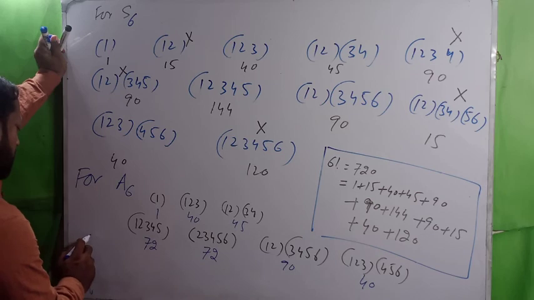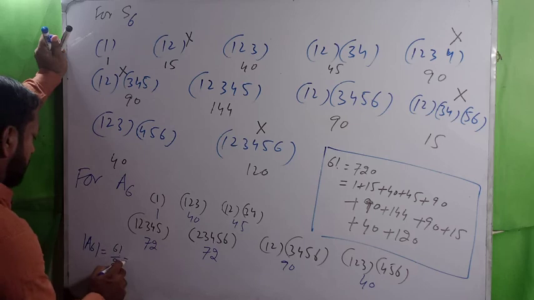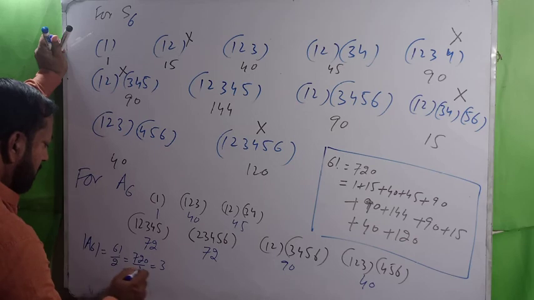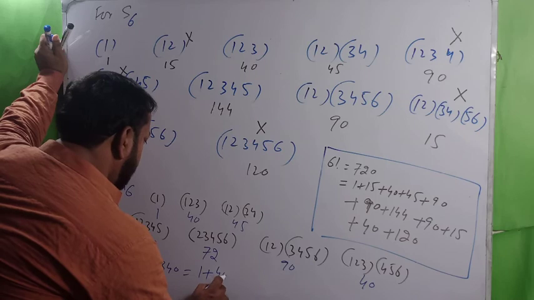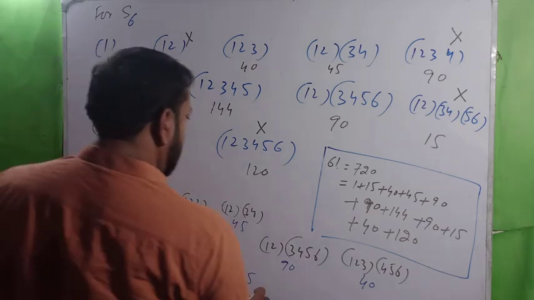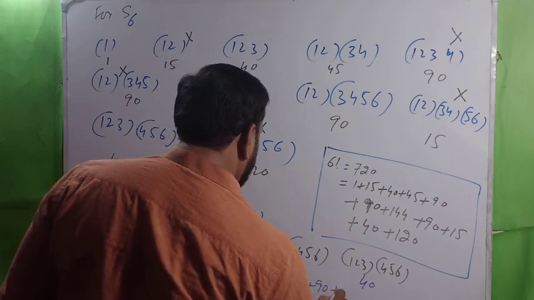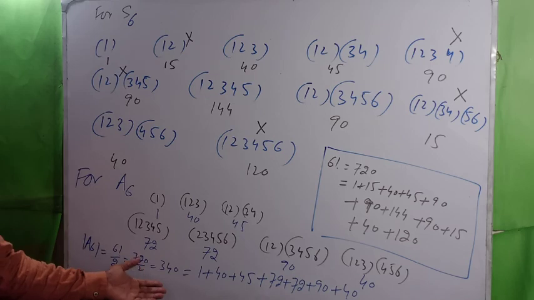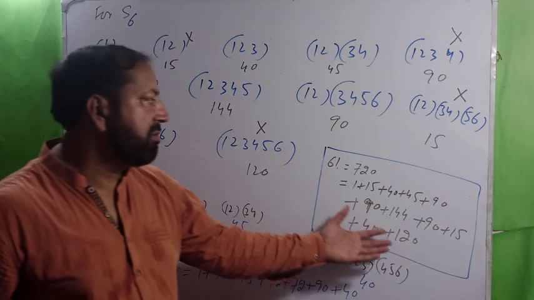Now we can write the class equation. The order of A6 is equal to 6 factorial by 2, which is 720 by 2, which is equal to 360, and which is equal to 1 plus 40 plus 45 plus 72 plus 72 plus 90 plus 40. Okay, you can verify that this is equal to 360. This is the class equation for A6, and this is the class equation for S6.